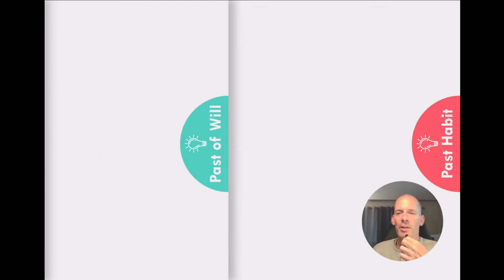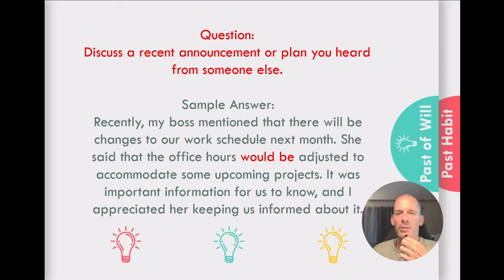As the past of will in indirect speech, the question might show up like this. Discuss a recent announcement or plan you heard from someone else. Now we're using indirect speech as the past tense of will. "Recently, my boss mentioned that there will be changes to our work schedule next month. She said that the office hours would be adjusted to accommodate some upcoming projects. It was important information for us to know, and I appreciated her keeping us informed about it."